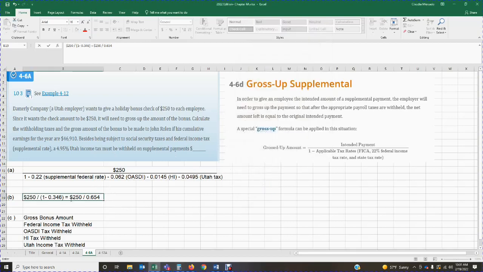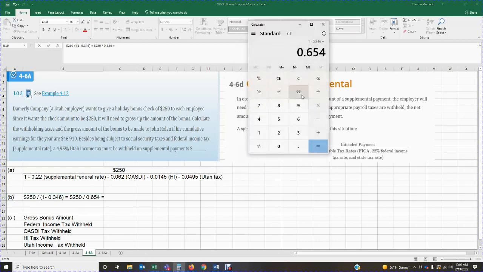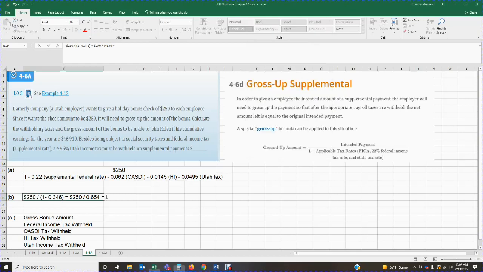Okay, so now I'm going to get my 250, which is the amount of my intended payment, divided by my 0.654. And then that is going to give me 250 divided by 0.654. That's going to give me $382.26. Okay, so this is my gross up amount.